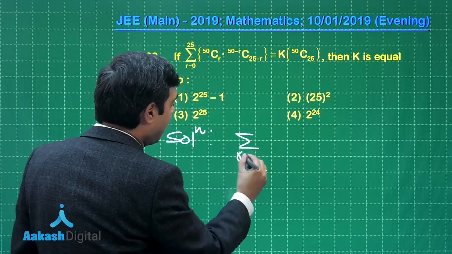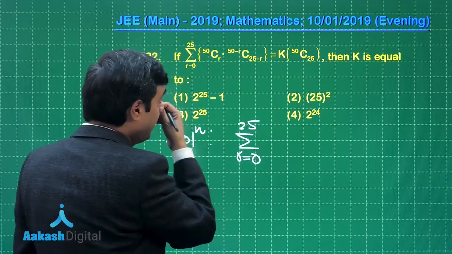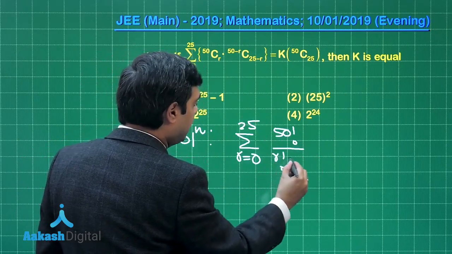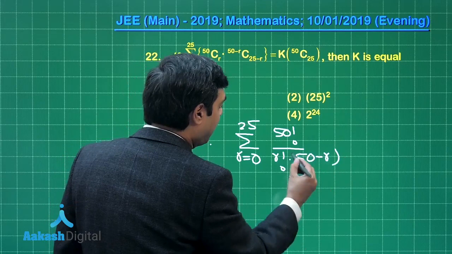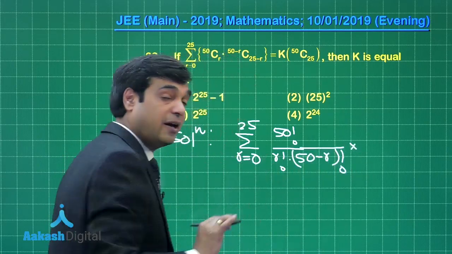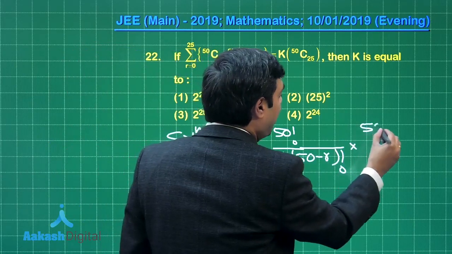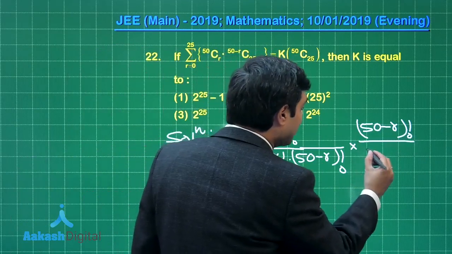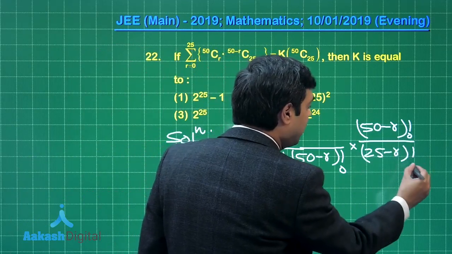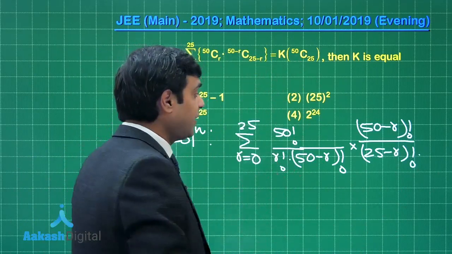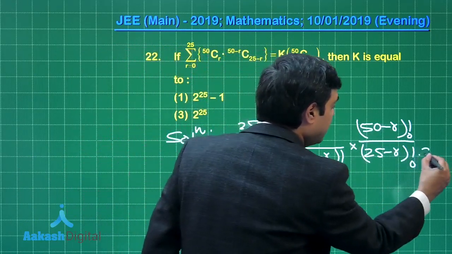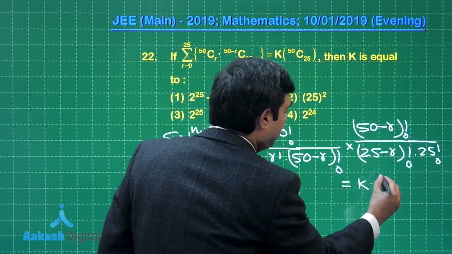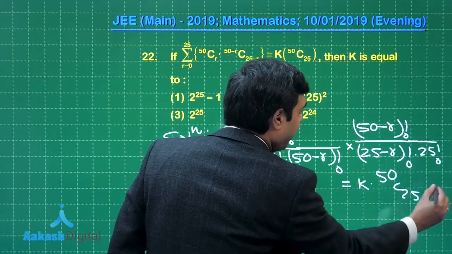Summation R equals 0 to 25, 50 CR, that is we are saying 50 factorial upon R factorial into 50 minus R factorial. This is clear. Multiplied with 50 minus R factorial here in numerator divided by 25 minus R, that is 25 minus R factorial into n minus R, that is 50 minus R minus 25 plus R, giving you just 25. Correct. This is equal to, given to me, K multiplied with 50 C 25.